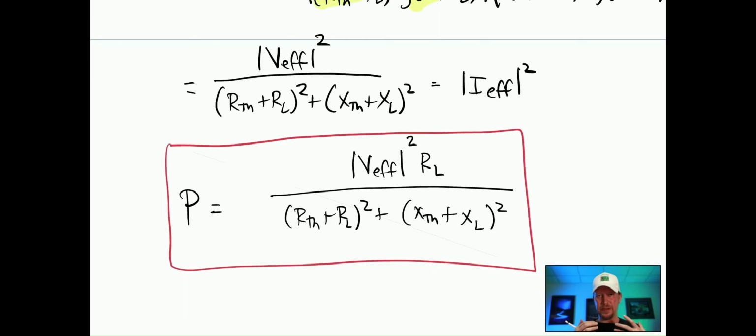Notice that this is a function of the load resistance and the load reactance. This is the equation that we want to take the partial derivatives of. We're going to set them equal to 0, and then solve to see what consequences that has.